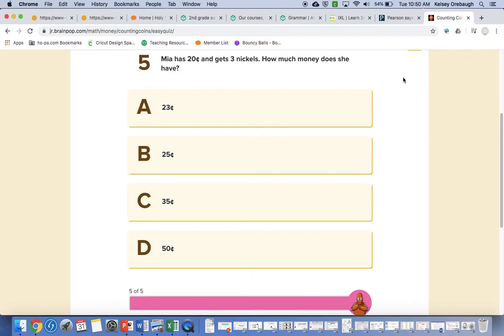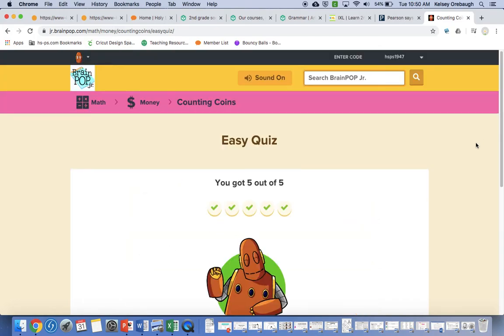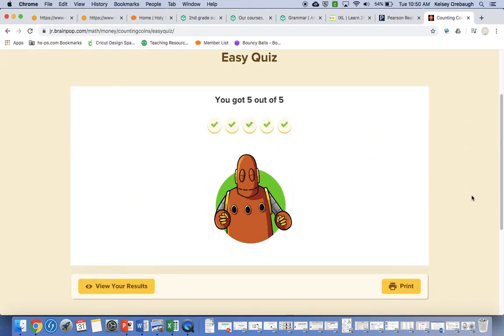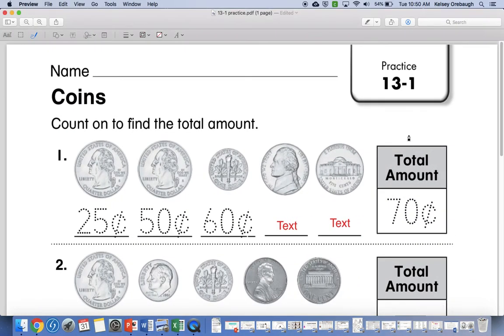Okay? Now we have to add 20 plus 15. I'll give you a second if you want to stack it or try to do it in your head using mental math. 20 cents plus 15 cents. 35 cents. The answer is C, 35 cents. Yay, we got 5 out of 5. All right, let's quickly move on to our practice sheet, and then I will upload the video.